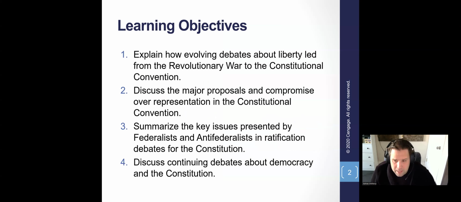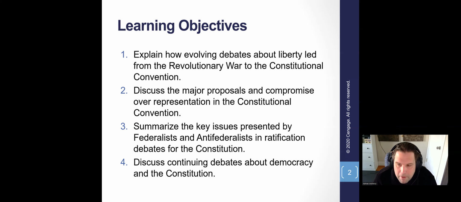Some of the things that we want to particularly take a look at: explain how evolving debates about liberty led from the Revolutionary War to the Constitutional Convention, and discuss the major proposals and compromise over representation in the Constitutional Convention. In order to satisfy everyone about the way representation should work, the founding fathers came up with some interesting compromises that allowed everyone to have some degree of power, regardless of their population and other characteristics like that.